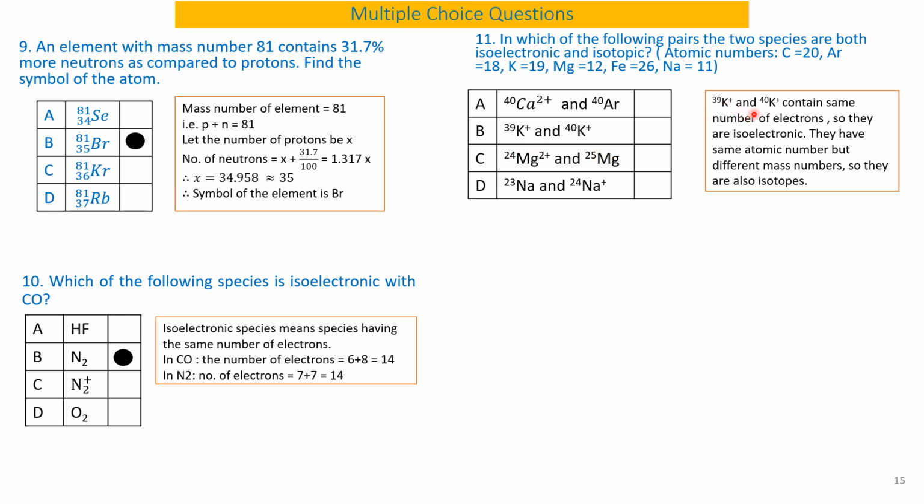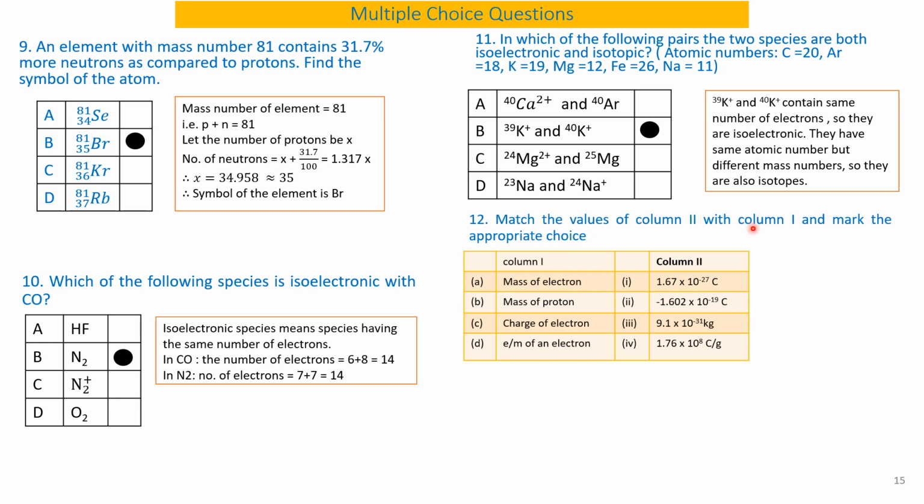39K+ and 40K+ contain the same number of electrons. So they are isoelectronic. They have the same atomic number but different mass number. So they are also isotopes. So you mark option B as the correct answer.